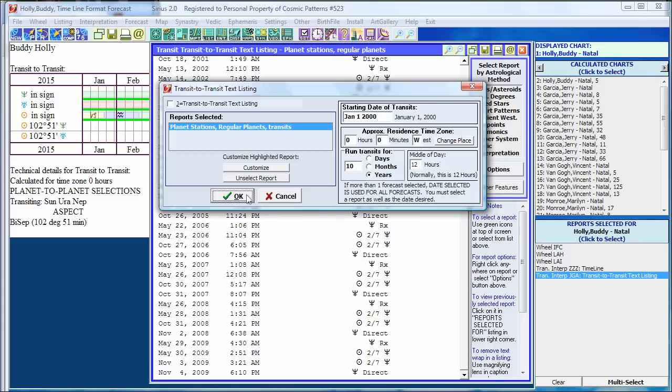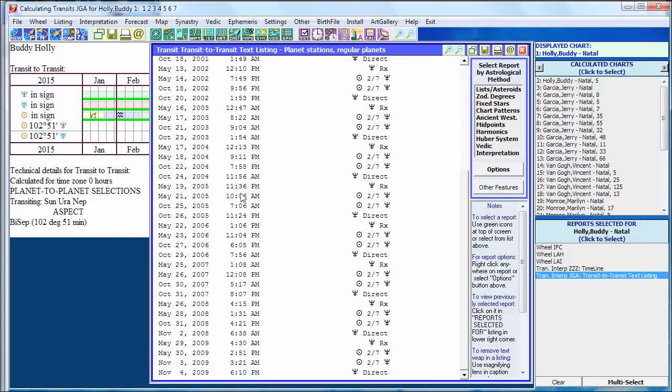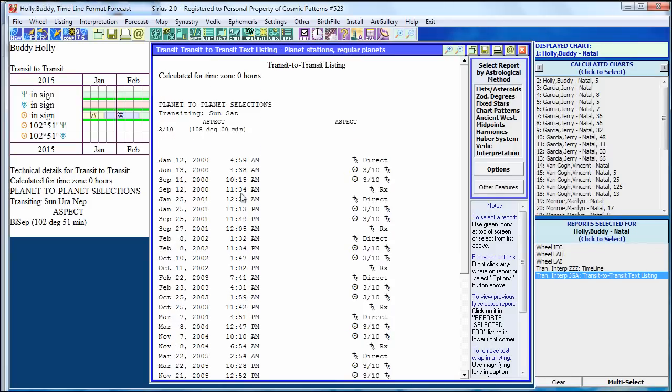I mean, not triseptile, tridecile they call it. It's a 3/10 of a circle. Now I'll run it for Saturn, and you'll see the same thing. Saturn is 108 degrees, which is a 3/10 aspect. Some people call it a tridecile when it stations.